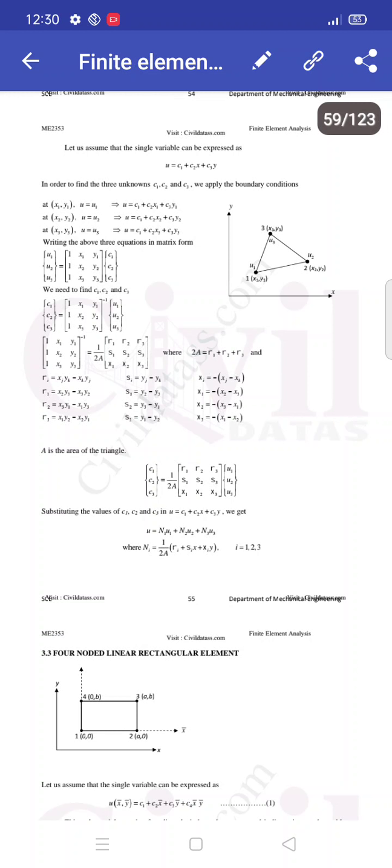So c1, c2, c3 is equal to 1 by 2A times r1, r2, r3, s1, s2, s3, x1, x2, x3, times u1, u2, u3. Substituting the values of c1, c2 and c3 into u is equal to c1 plus c2x plus c3y, we get the displacement u is equal to N1 u1 plus N2 u2 plus N3 u3. So Ni is equal to 1 by 2A times ri plus si x plus xi y, where i is equal to 1, 2, 3.